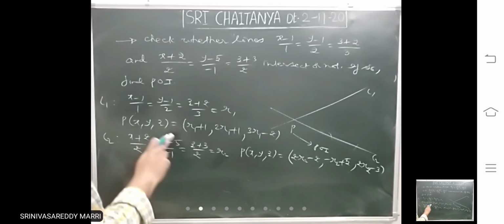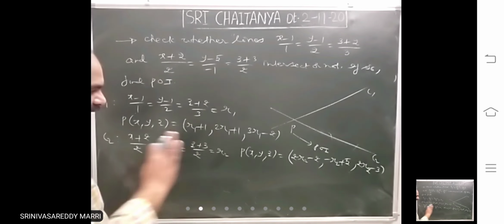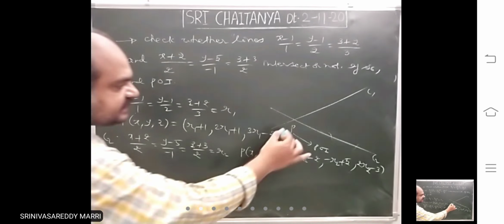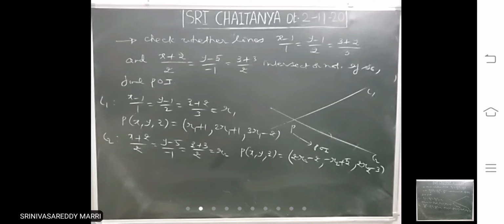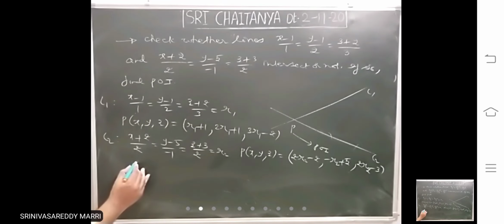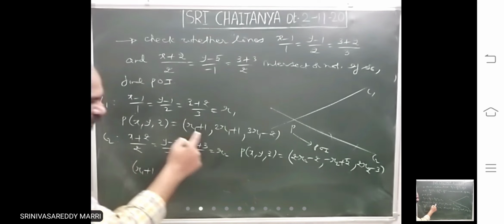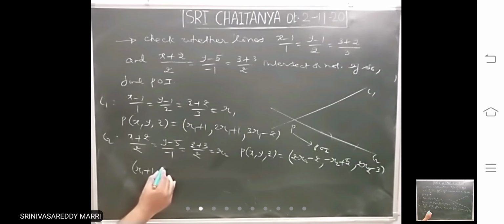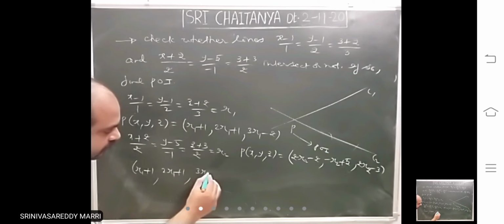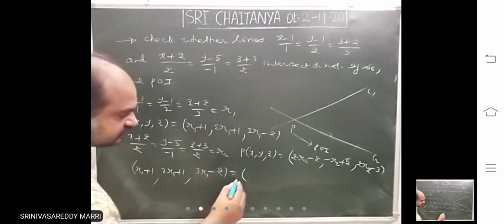So like that, from line 1 calculate x, y, z, and from line 2 calculate x, y, z. Now this is a common point, so these two must be equal, equate that. If they intersect, what happens? This is a common point, so both must be equal. Whenever you want to find the point of intersection, equate these two.